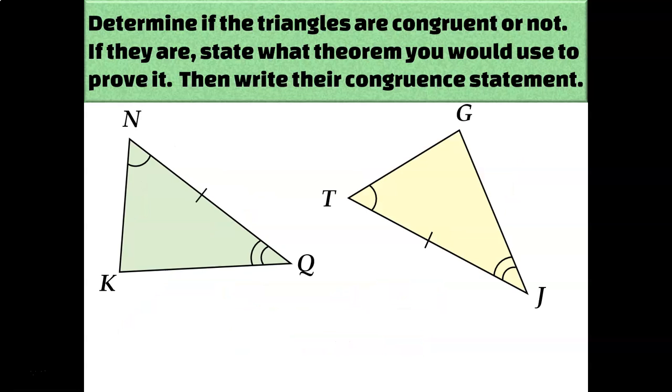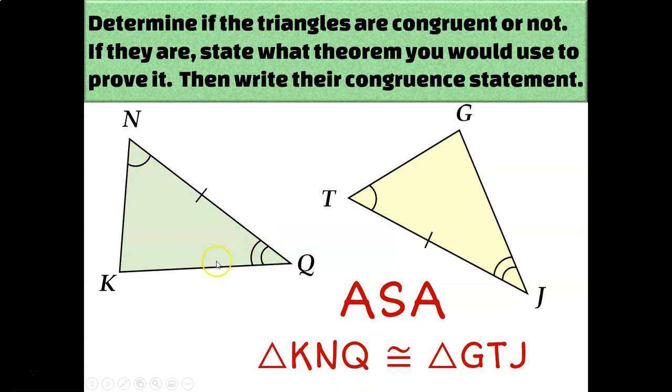Both of the triangles in our next diagram have 2 pairs of congruent angles and 1 pair of congruent sides, and that congruent side is included between the 2 angles that are marked as congruent. That would be an angle-side-angle situation. So if I call my first triangle KQ, so that's no marks, 1 mark, 2 marks, I have to go in the same order for my second triangle. So no marks, 1 mark, 2 marks, I call that GTJ.